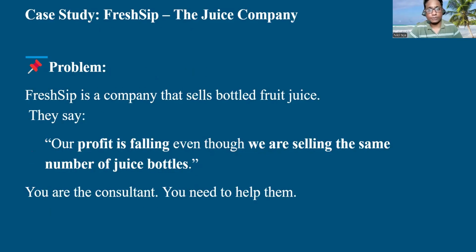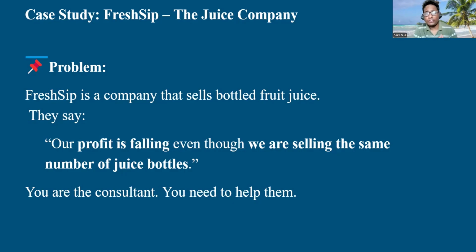So case study, Fresh Ship, the juice company. Fresh Ship is our client, guys. Fresh Ship CEO is our client. It is a juice company, right? Fresh Ship is a company that sells bottled fruit juice. So they will be selling bottled fruit juices like mango juices and pulpy orange juices. They will be adding some preservatives, and they will be selling the bottled fruit juices, right? So Fresh Ship is our company which is selling the bottled fruit juices.